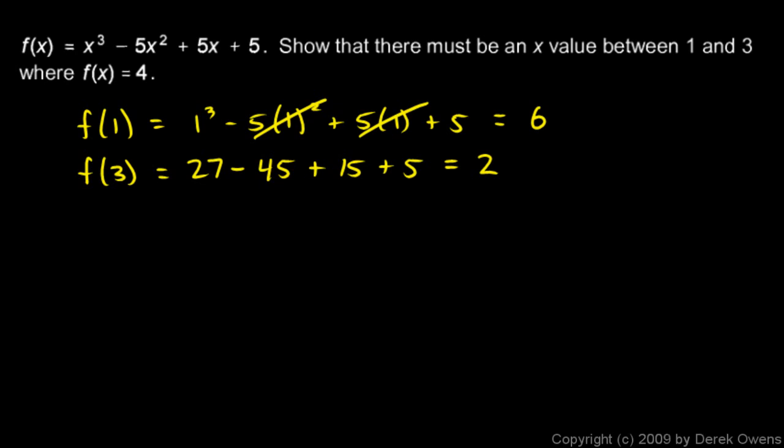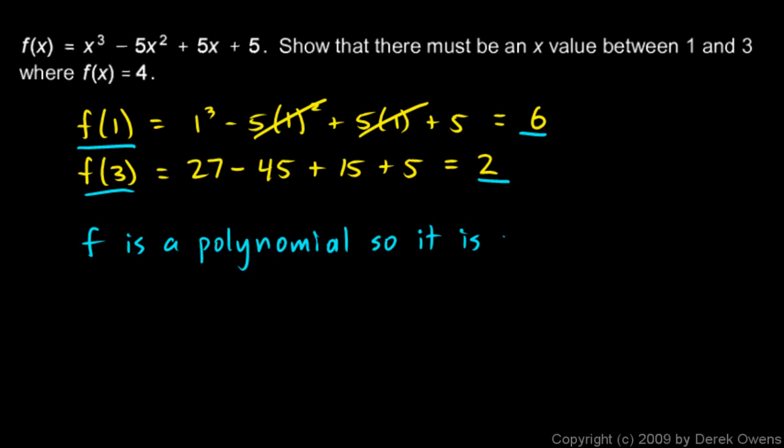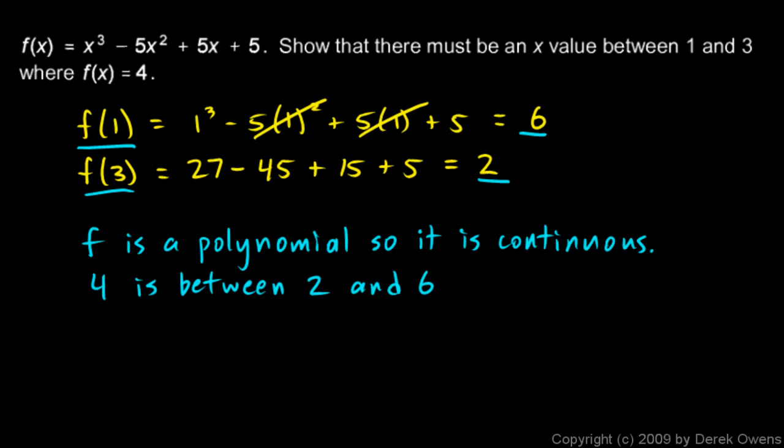We're trying to find a place where f of x, the value of the function, isn't 6, and it isn't 2, but it's 4, which is going to be in between 2 and 6. So I'm going to write, f is a polynomial, and therefore continuous, because polynomial functions are always continuous. f is a polynomial, so it is continuous, and again, that's worth stating because the intermediate value theorem applies to continuous functions. And then I'll say that 4 is between 2 and 6, and I'll just put dot dot dot.